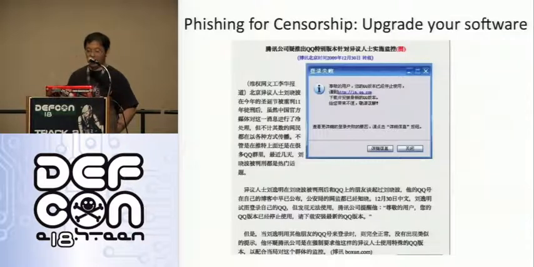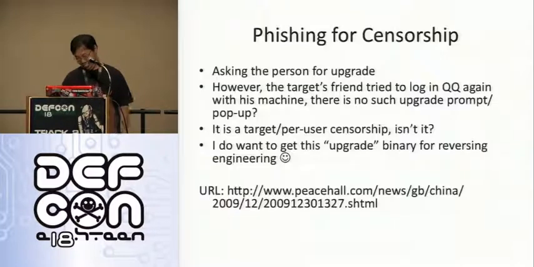And also, there's another advanced censorship: upgrade your software. Actually, another news item is about a human rights person in Beijing. When he tried to log into QQ, he found a box saying, please upgrade your QQ. However, he failed to log in on his machine and with a different account, but there was no upgrade request. It's quite like one-to-one monitoring customer service. This is phishing for censorship, right? Asking the person to upgrade, yet when the target's friend logs in again, no such upgrade prompt. Hopefully I will not get it.